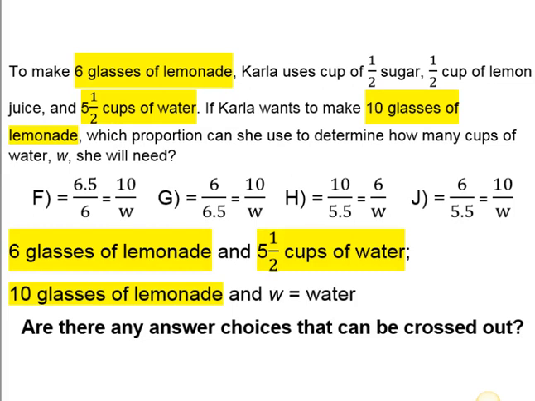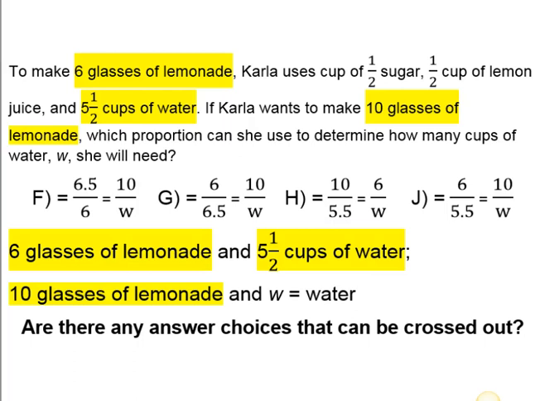Are there any answer choices we can cross out? Okay, so let's look. So we said number 1, it's a proportion. So that means for 6 glasses of lemonade and then 5½ cups of water, we're going to change our fraction to a decimal, which is 5.5.